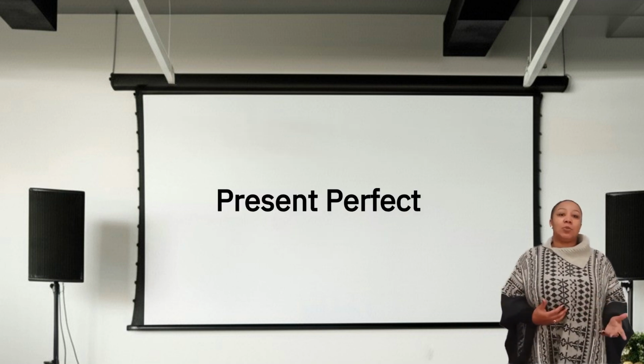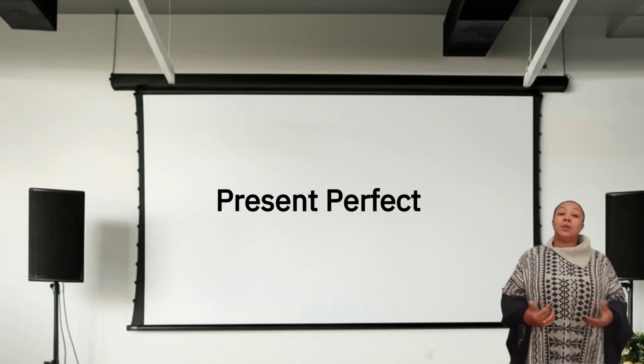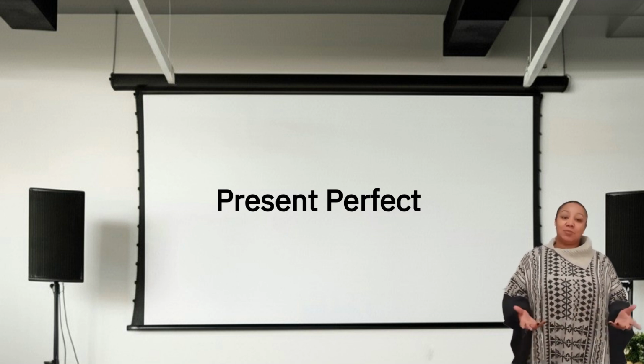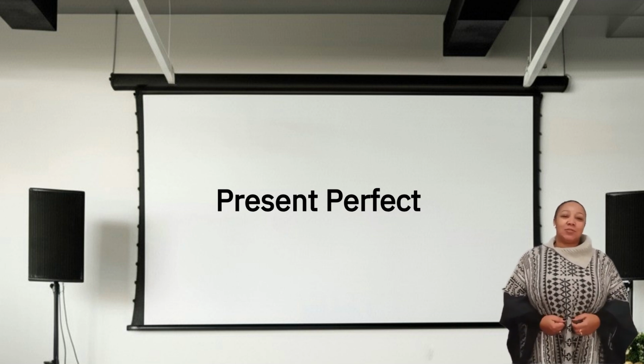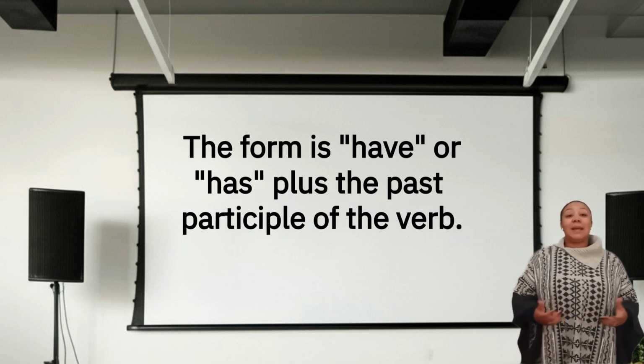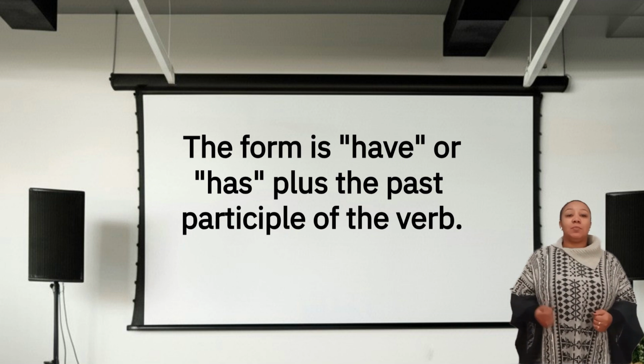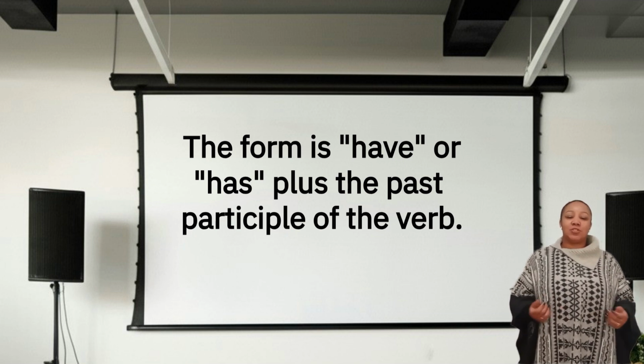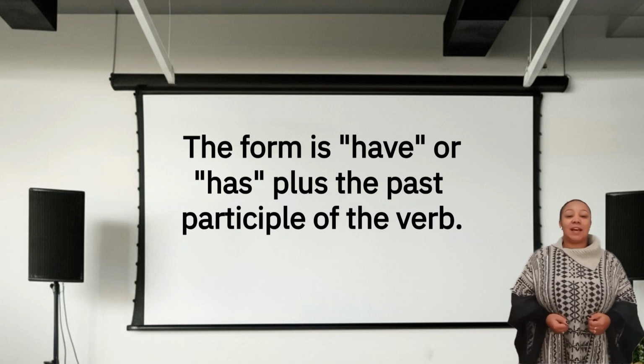Excellent. Now let's move on to the present perfect. This is where it gets a little more interesting because the present perfect connects the past with the present. The form is have or has plus the past participle of the verb. So, why do we use it? The present perfect is used for actions that started in the past but have a connection to the present in some way. There are a few main situations.